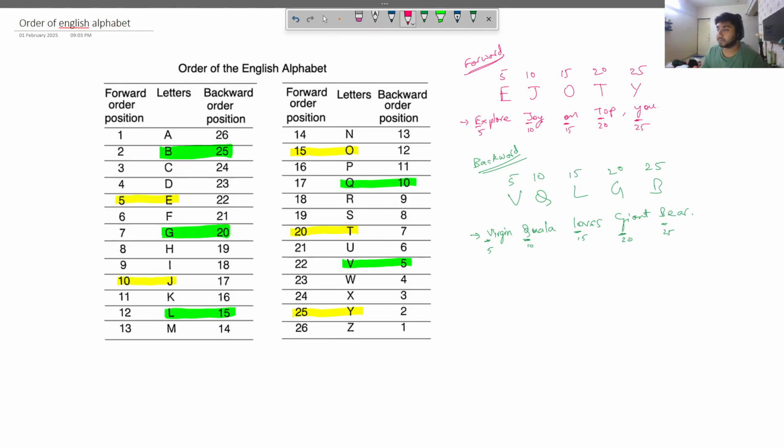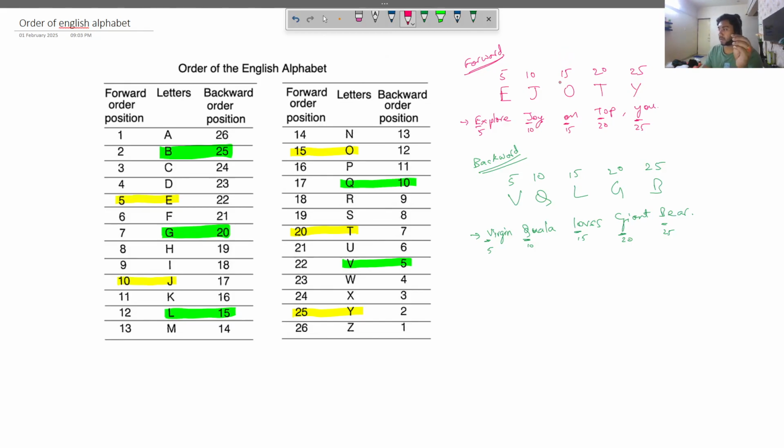Let's say you have to find the position of R from forward. What will you do? We know that O, P, Q, R. So after O we have P, Q, and R. So if O is my 15th, then 16th, 17th, 18th would be the number for R.